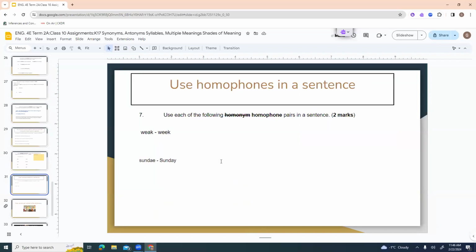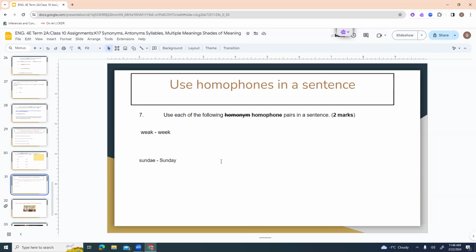Number 7, use each of the homophones in a sentence. So week and week, use them both in a sentence in a way that conveys what they mean. They have 2 different meanings, right? They're spelled differently because they mean something different.